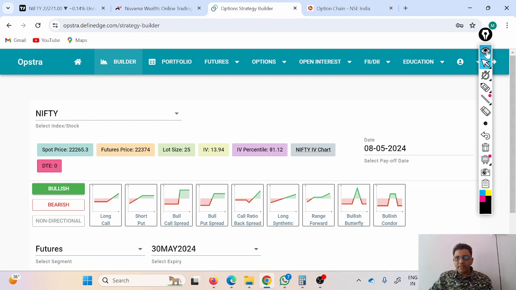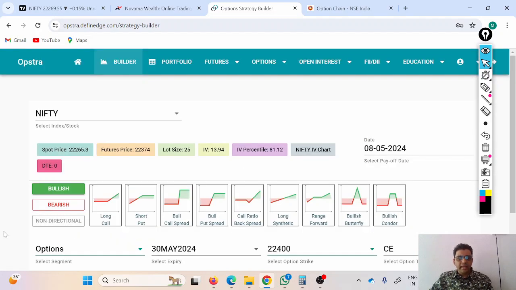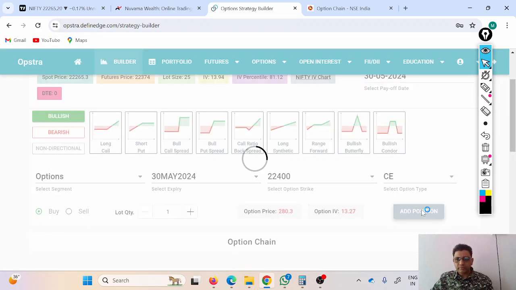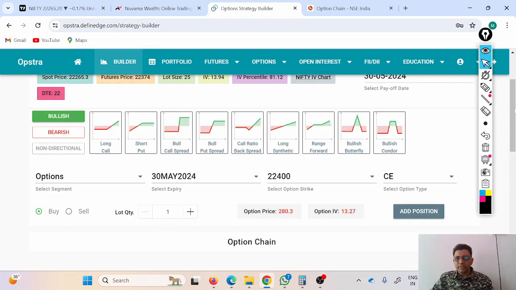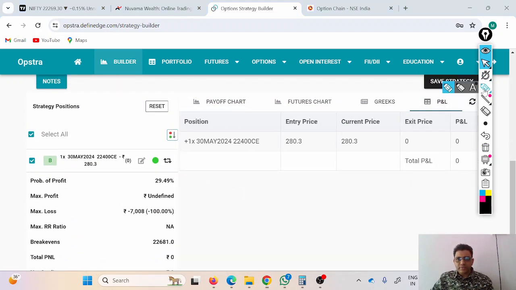Let's say, for example, today is 8th of May, and let's say I am betting on the May contract. I am selecting the May contract, the 30th of May, and let's assume that I am trying to buy the 22,400 call option. Buy. So I am adding this position. If you look over here, what is the position? I have bought, so the plus sign is here. 22,400 at 280 rupees. So the current price is 280 rupees.